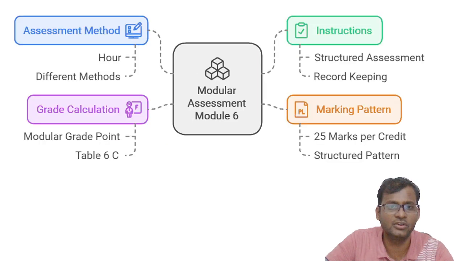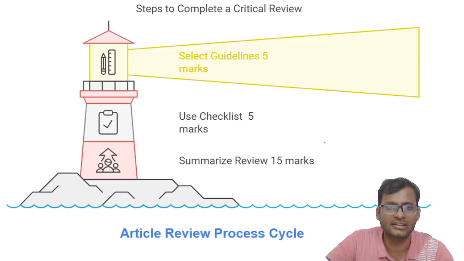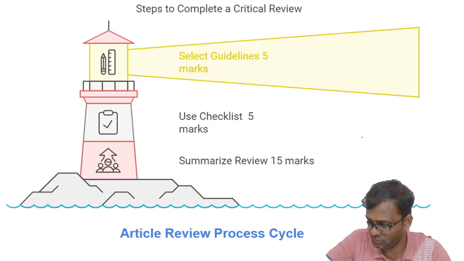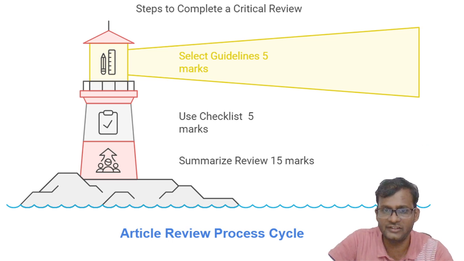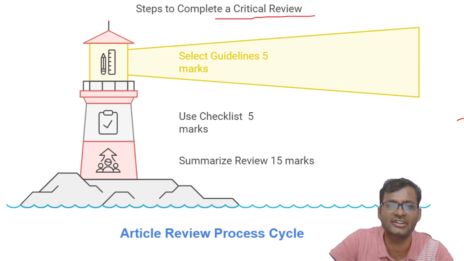The next module is the last module, that is the sixth module. The general instructions are also the same. Here in the sixth module it is for 50 marks. So the first 25 marks is divided for the critical review of a published article. One published article should be given, and the PG scholar should critically review that particular paper.